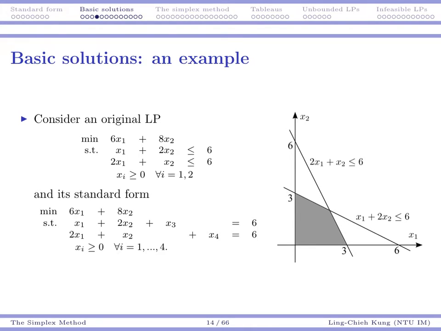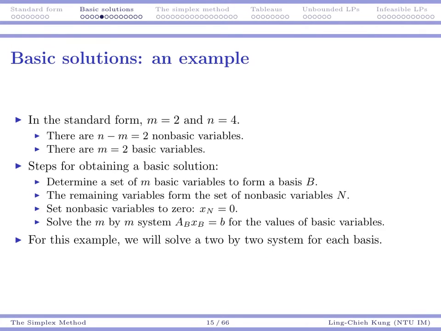Now, first, we know we are able to translate it into a standard form. Basically, we just need to add two slack variables. So x3 and x4 are slack variables, and we have a standard form. In that standard form, we have our A matrix, which has 2 rows and 4 columns. That means when we want a basic solution, there should be n minus m, which is 2, non-basic variables, or 2 basic variables. So we have 2 rows and 4 columns.